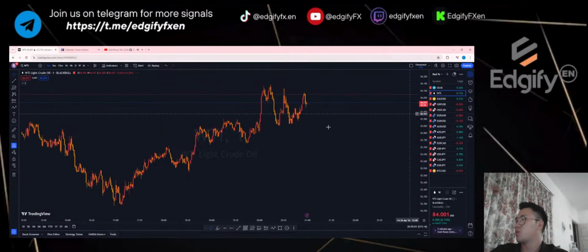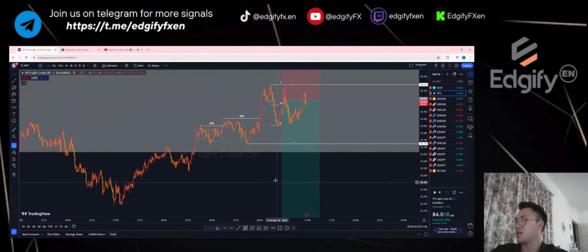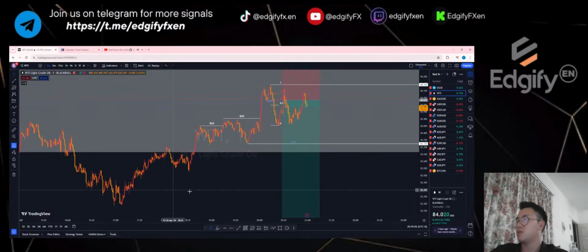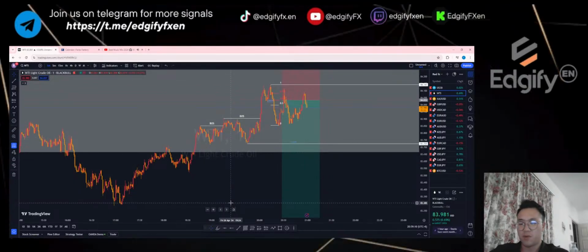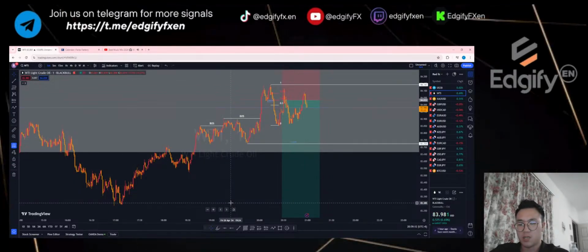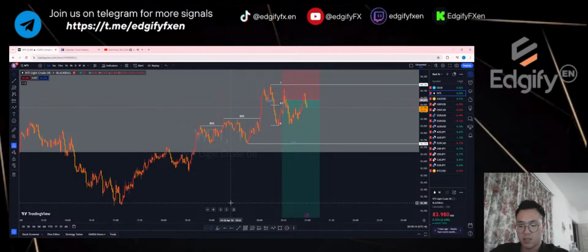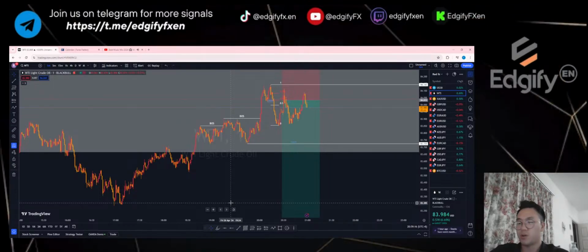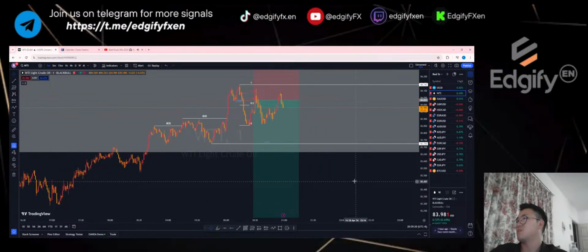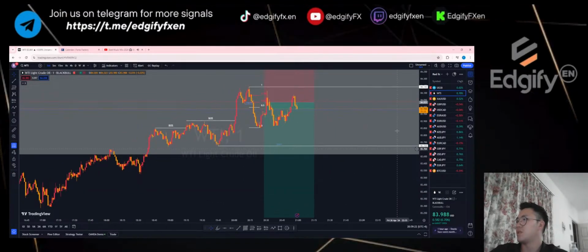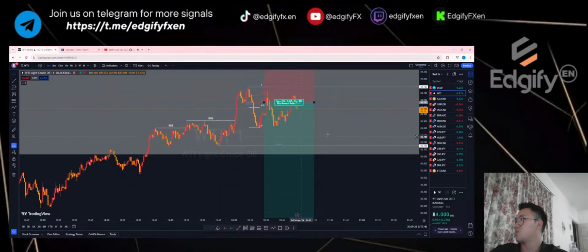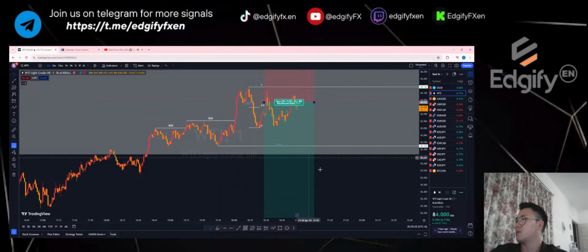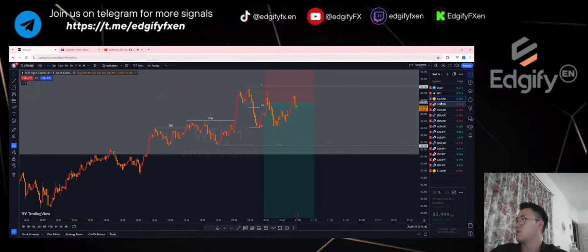Some brokers may use XTI USD or WTI USD, and there's another name for a different broker, which is US oil. So these are the three different names that different brokers use, but it's the exact same pair. So make sure you monitor this closely, for WTI and gold.